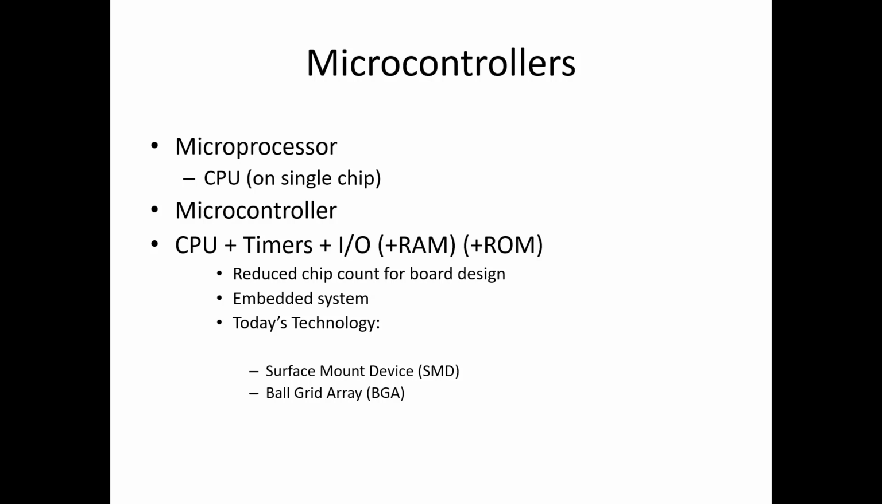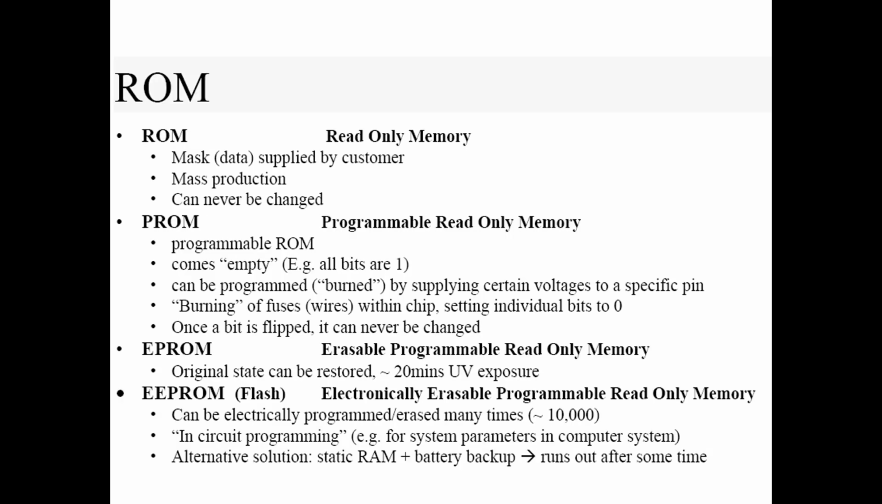Advantages of microcontrollers. Number one, compactness: integrates multiple functions into a single chip, saving space. Cost effectiveness: reduces the overall cost of the system. And efficiency: optimized for specific tasks, leading to better performance and lower power consumption. Microcontrollers are the backbone of many embedded systems, providing the necessary control and processing capabilities to make devices smarter and more efficient.